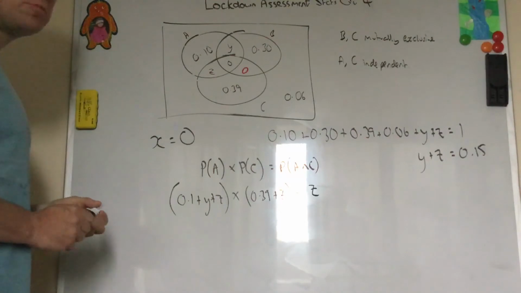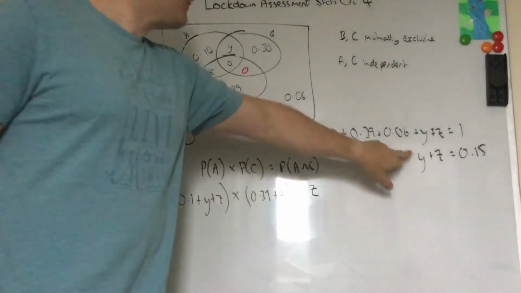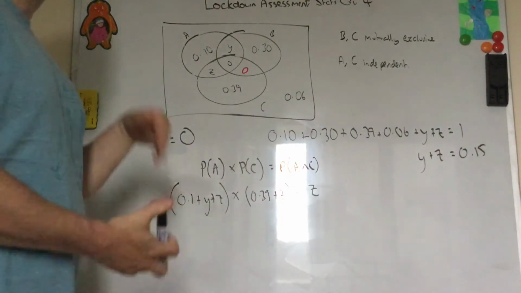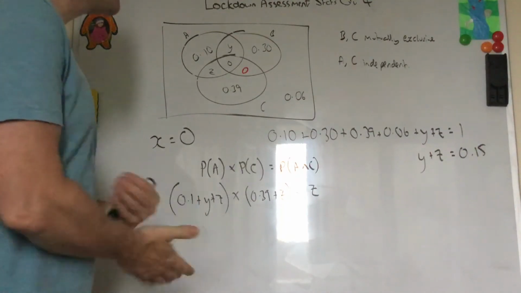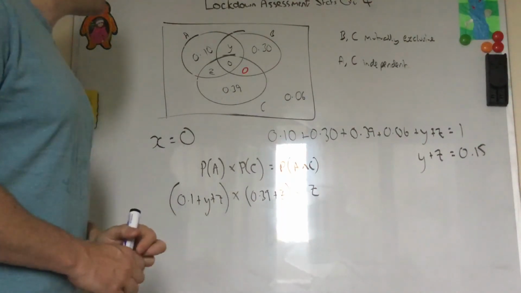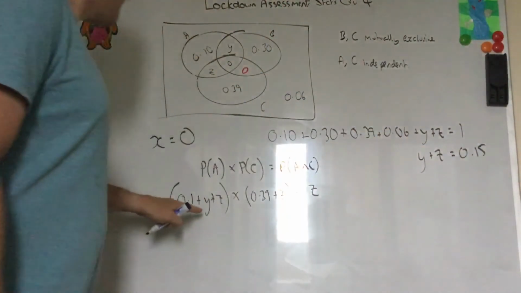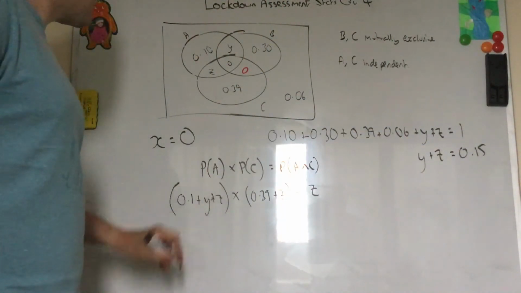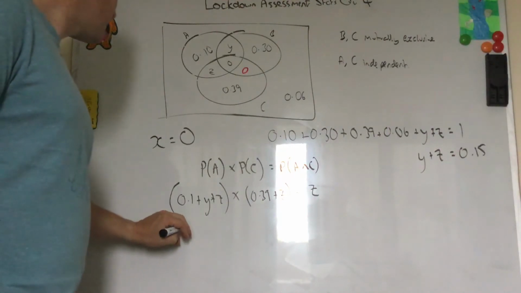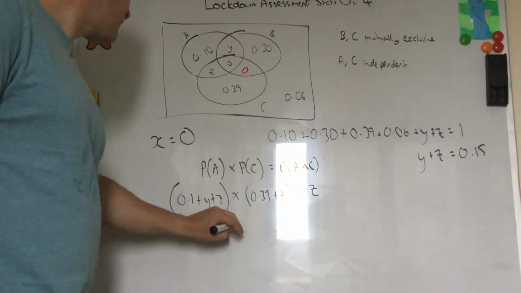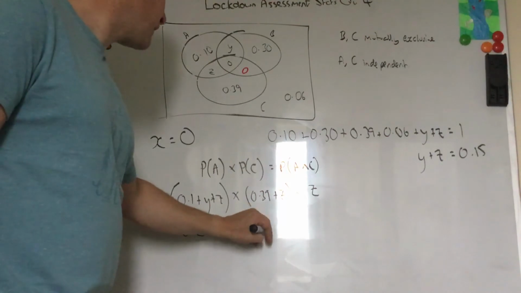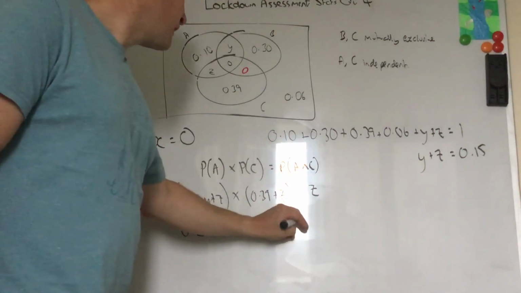Okay. Some people went a bit overboard. They managed to get this far, and they managed to write amazing simultaneous equations which went round in circles and didn't really go anywhere. Okay, we know that y plus z is 0.15, so just replace the whole of that y plus z with 0.15. So we get 0.25 times 0.39 plus z equals z.